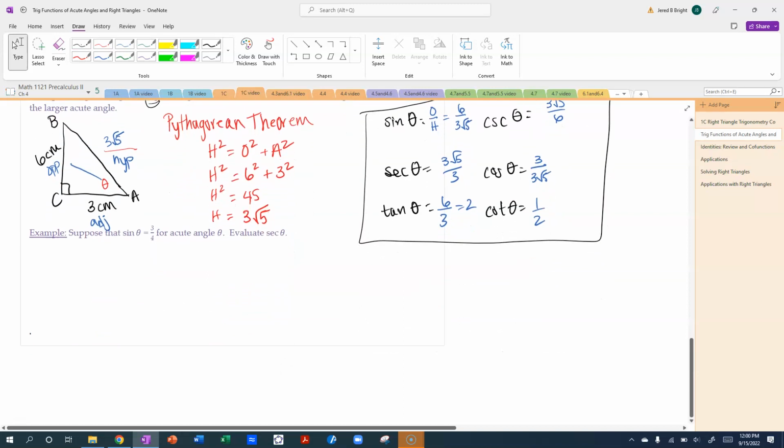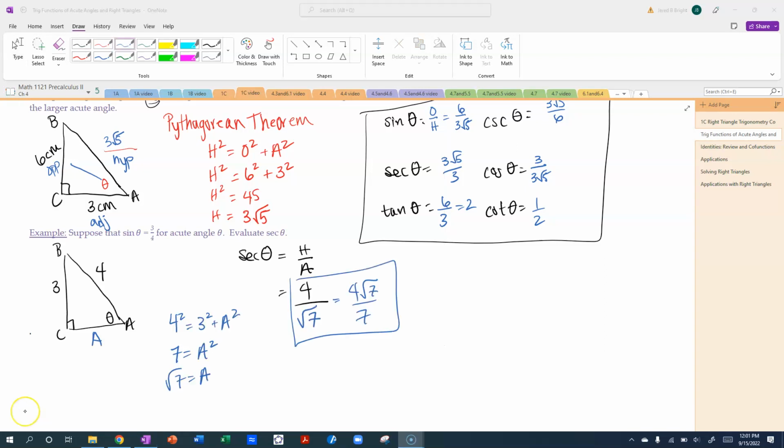And so here is an example that I want you to pause the video and work on, and resume the video when you're ready to see the solution. And here's the solution.